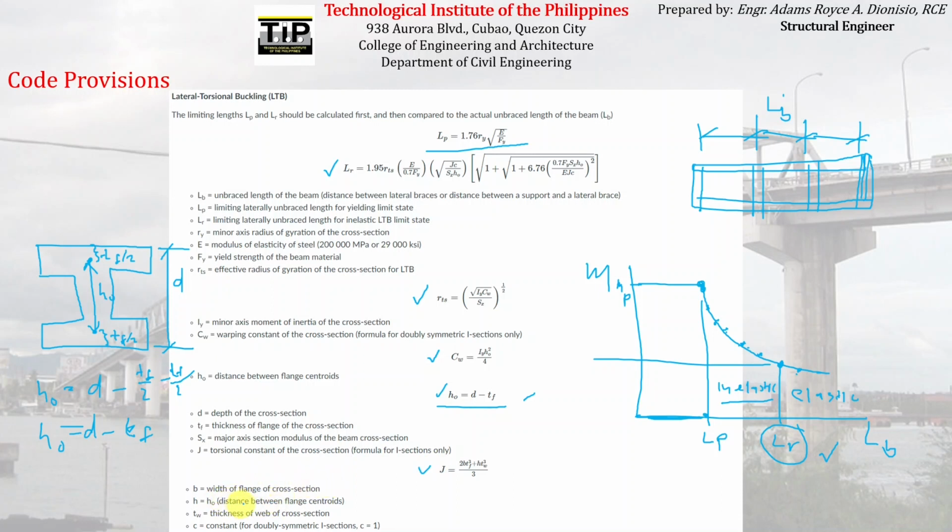H is just equal to HO, which is the distance between flange centroids. TW, thickness of web cross-section. C is a constant. For doubly symmetric I section, C is usually 1. Okay?